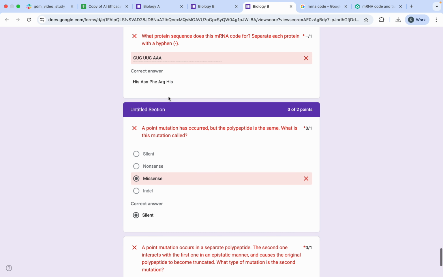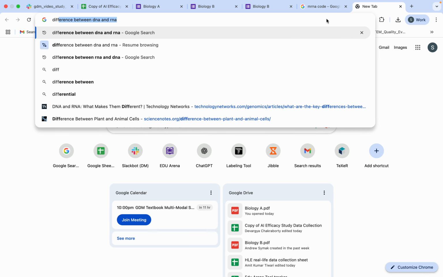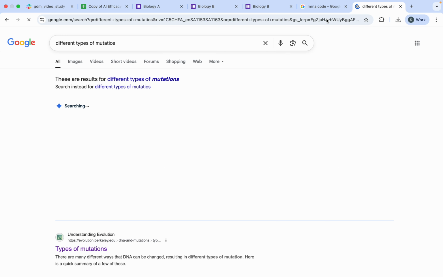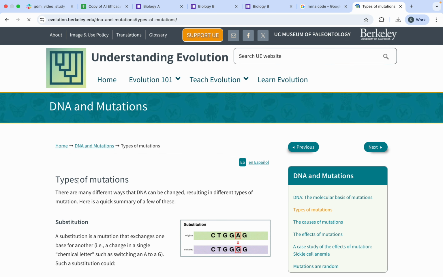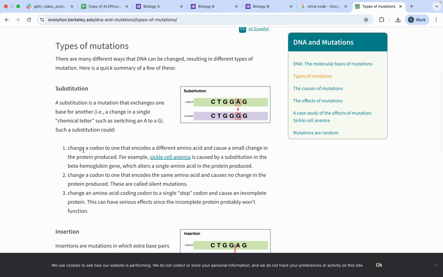So here a point mutation has occurred but the polypeptide is the same. What is this mutation called? So let's check about the different types of mutations. Okay, so these are the types of mutations.